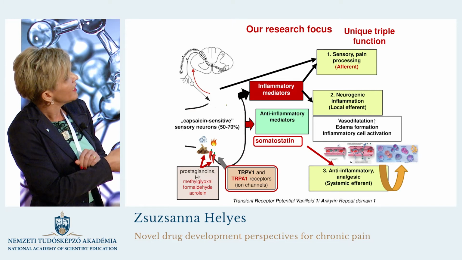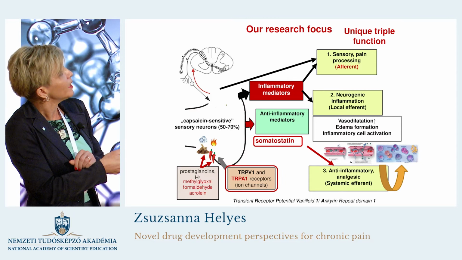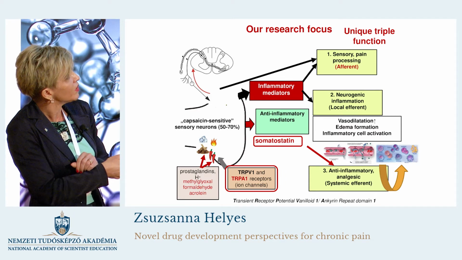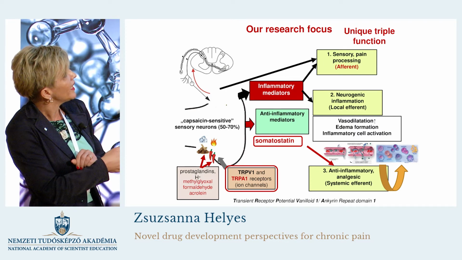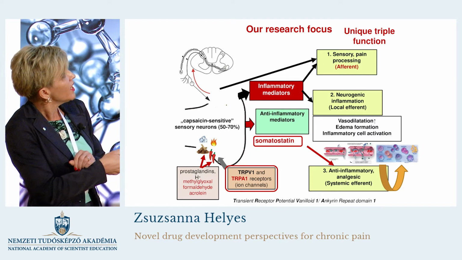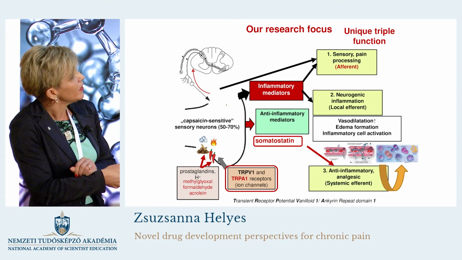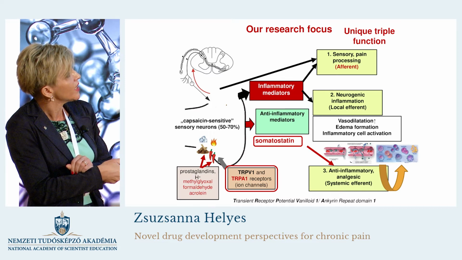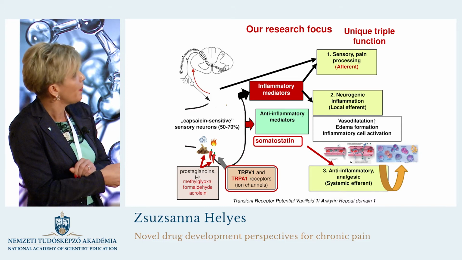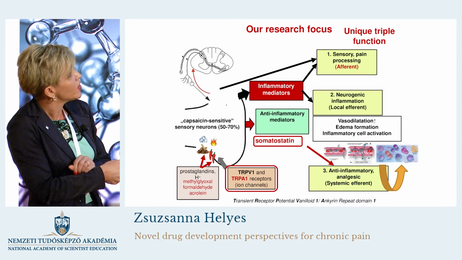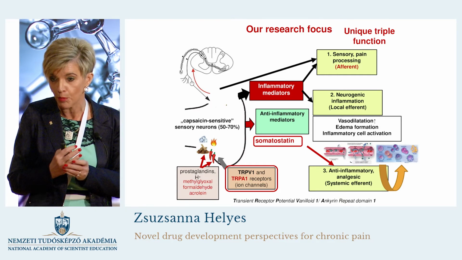The inflammatory mediators induce so-called neurogenic, because it's neural dependent, inflammation, edema, vasodilation, and inflammatory cell activation in the periphery, and they also release anti-inflammatory mediators like a peptide I'm going to talk about called somatostatin, and this gets into the systemic circulation and exerts inhibitory, anti-inflammatory and analgesic actions throughout the body. So for these unique triple functions, this capsaicin sensitive subpopulation of sensory nerves is really important.